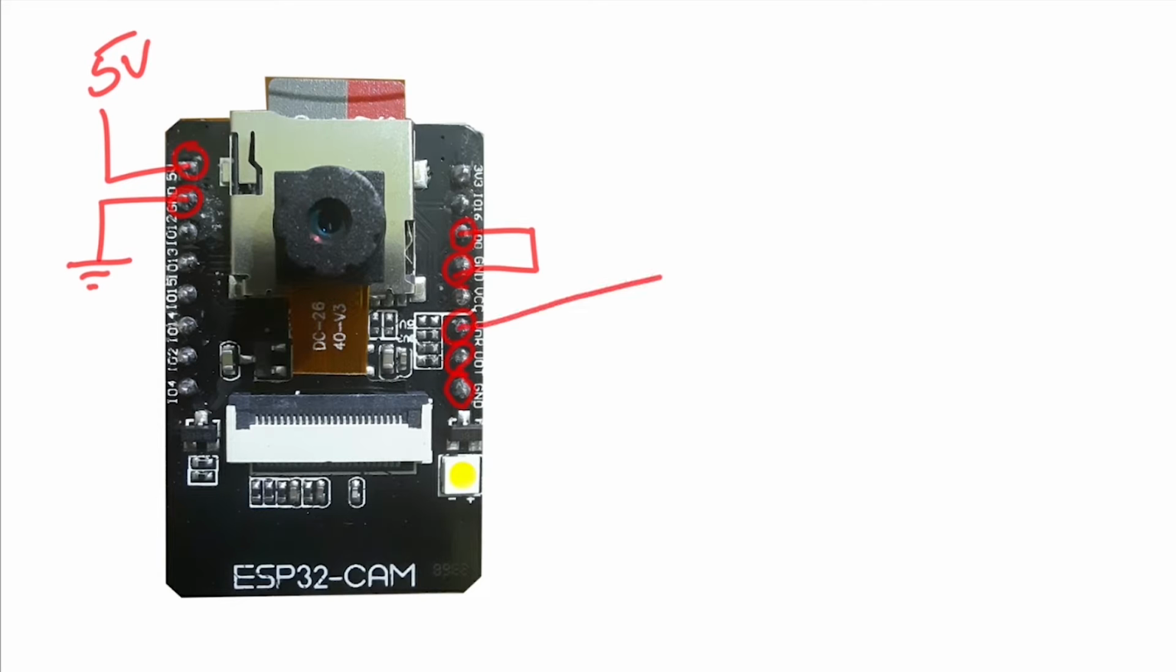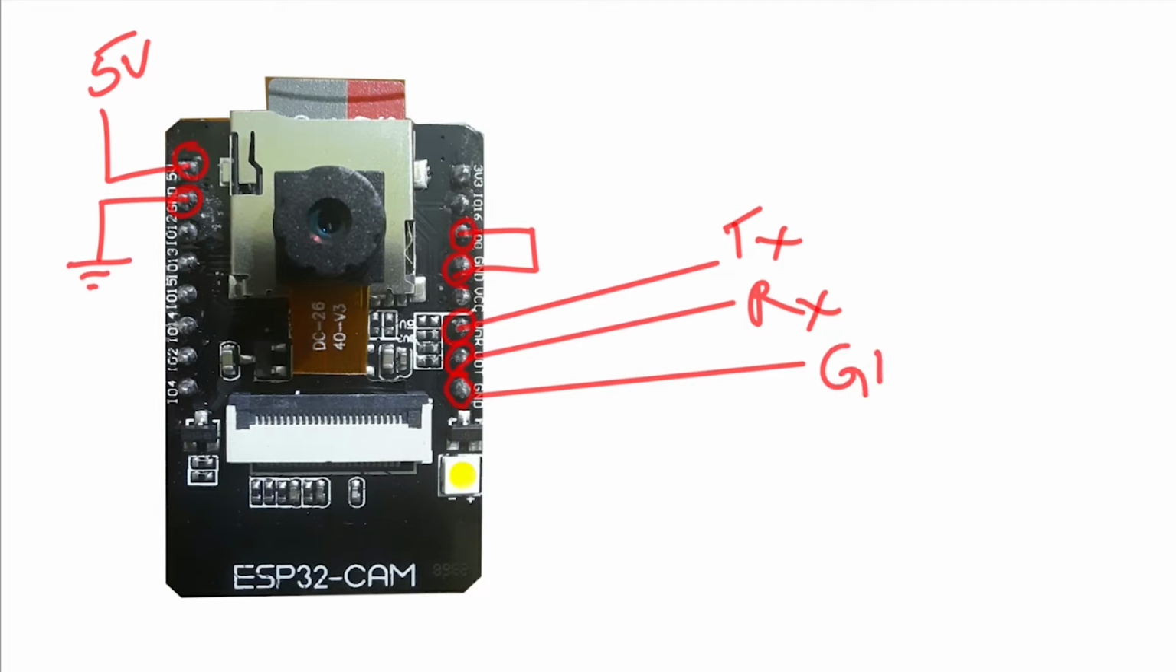So the UART0 receive pin should be connected to the transmit of the USB to serial converter. UART0 transmit should be connected to the receive of the USB to serial converter, and ground should be connected to the ground. Now we are ready for programming. These are the two important things. One is this jumper wire shorting IO0 and ground. If you miss this, programming will not work.